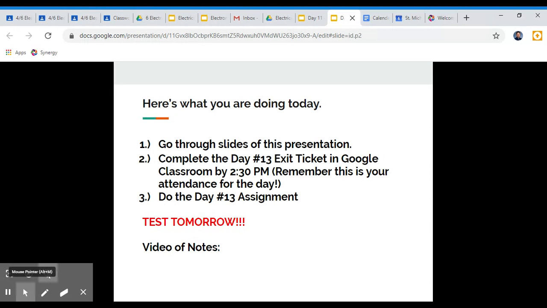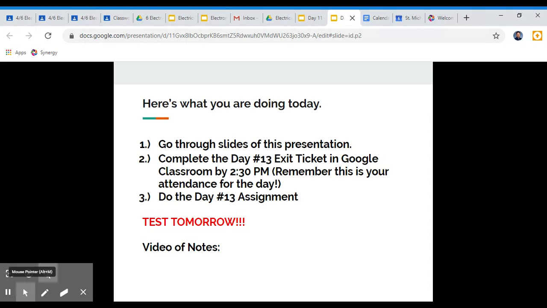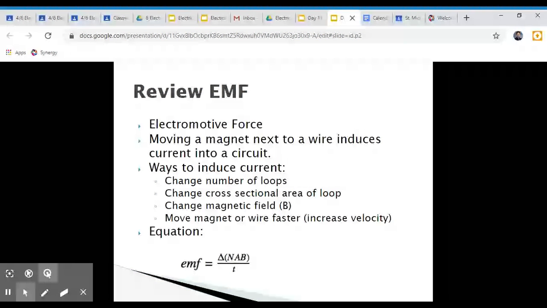So you'll do the day 13 assignment, and then you are going to be having your test tomorrow. Please make sure that you are aware of that. And the test is going to be all multiple choice. At this time, I'm not 100% certain on how many multiple choice questions there are going to be, so I'm not going to say for sure right now.